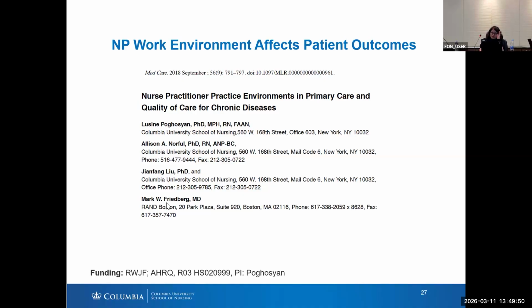So you can see how we started from instrument development, work environment measurement. Then we went to see how work environment affects NPs, and then how work environment affects patients. So that's how we build a program of research. When you think about your own program of research, think about how to build step-by-step projects on each other.